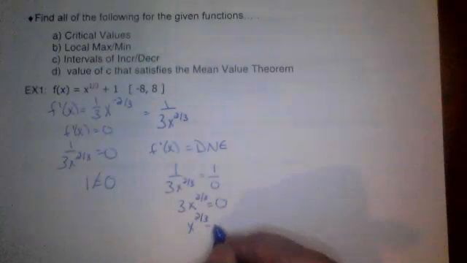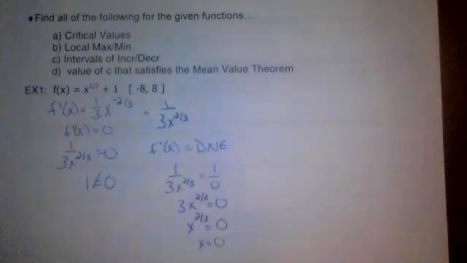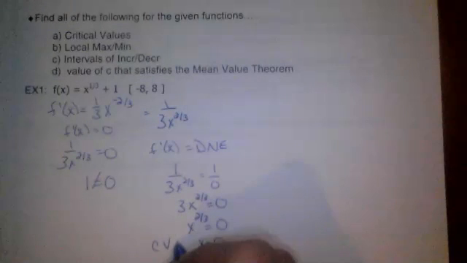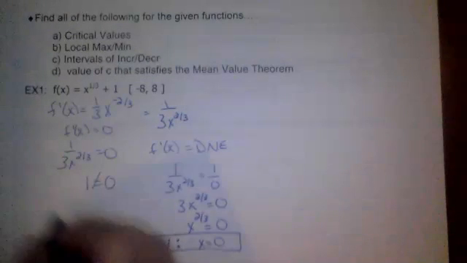x to the 2/3 power would equal 0. And so x would equal 0. So we do have a critical value. Our critical value is where x is 0. So that would be part A.